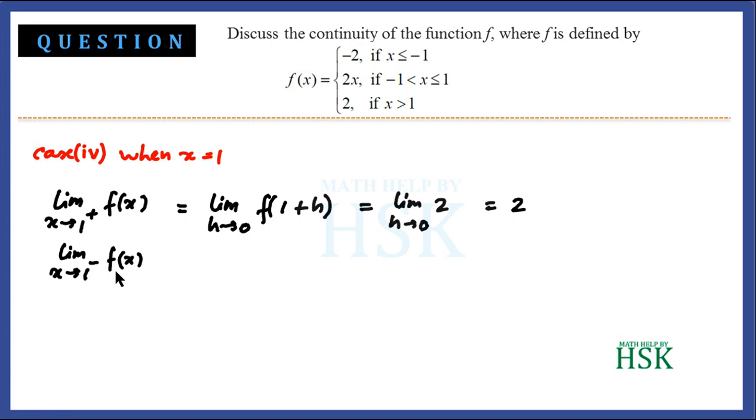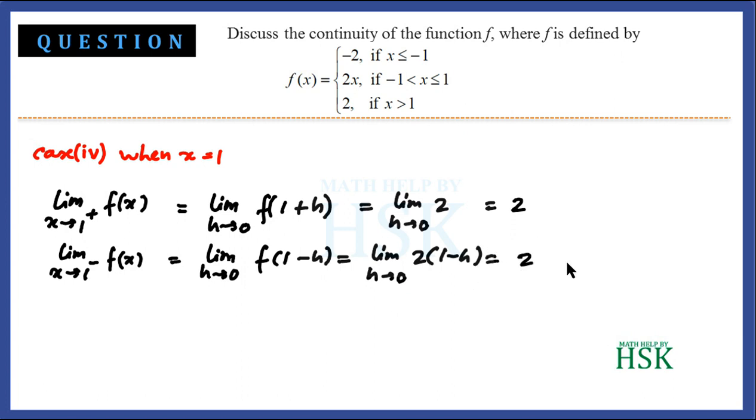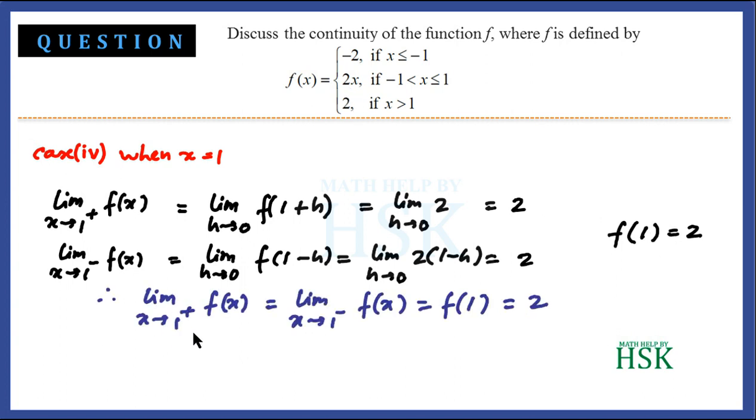Limit of x tends to 1 negative of f(x), that is the left hand limit of the function when x tends to 1, would be equal to limit of h tends to 0 of f(1 minus h), and this would be equal to limit of h tends to 0 of 2 into (1 minus h), and on applying the limits we are again going to get 2. And f(1) is equal to 2 into 1, or 2. Therefore the right hand limit is equal to the left hand limit is equal to the value of the function when x is equal to 1, or all the values are equal to 2.